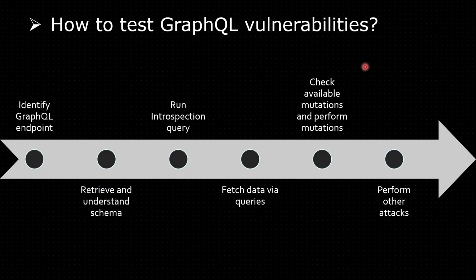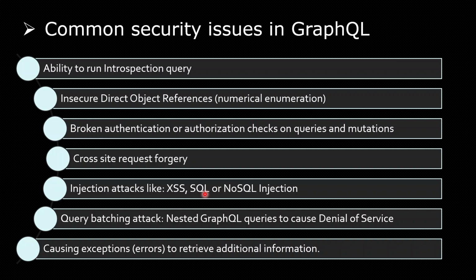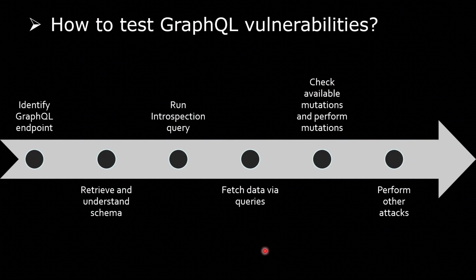Let's say there is a reset password functionality which is not available to you as a standard user, but it is available in the introspection result. You can call that mutation. You can check whether such a mutation is available or not, and if it is available, you can try performing that mutation and do the attack. Next is to perform other attacks. Other attacks can be injection attacks, CSRF attacks, nested query attacks, or causing exceptions. So this is the overall methodology of GraphQL pen testing.